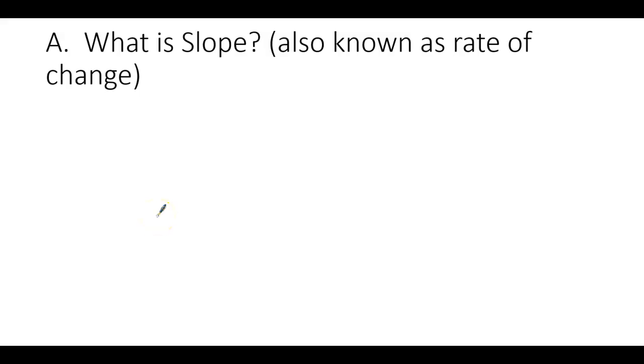All right, so slope. So what is it basically? It's something that tells you how steep your line is, and also it tells you what direction it's going. Okay, so suppose that I have a graph here.